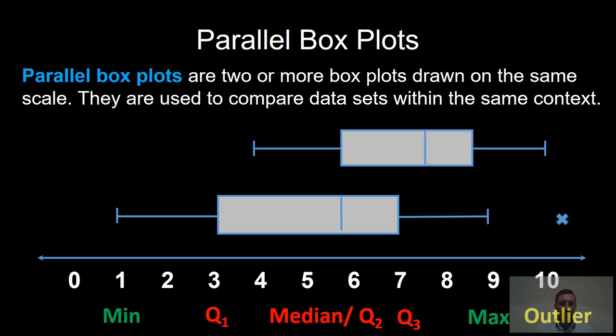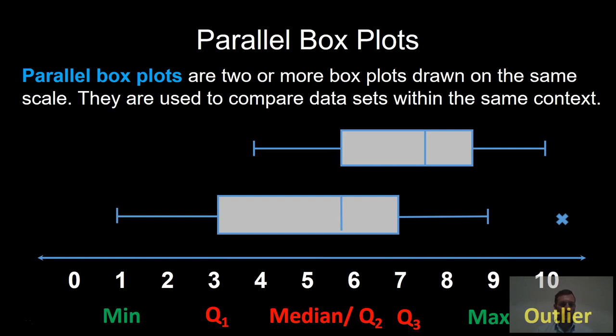Parallel box plots are 2 or more box plots drawn on the same scale. They're used to compare 2 sets of data within the same context. A parallel box plot is used to make a visual comparison between 2 sets of data. This allows us to compare the distribution using descriptive statistics.